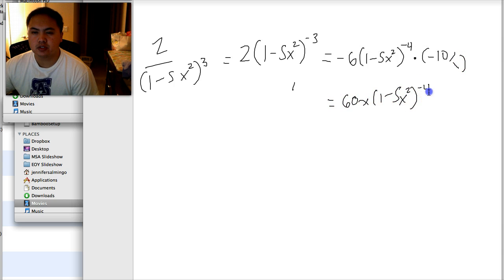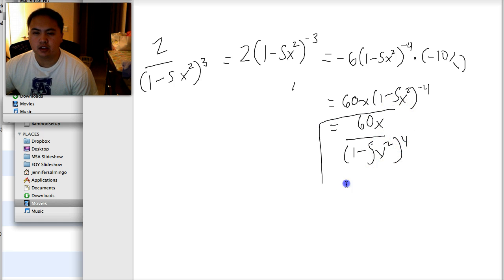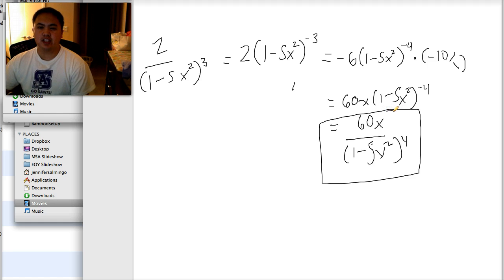And then I also noticed that the problem initially didn't have a negative exponent, so just to make it neat, I'll put it back in the denominator. So I will solve it and make it 60x over 1 minus 5x squared to the 4th power. So hopefully that was easy enough for you to understand.